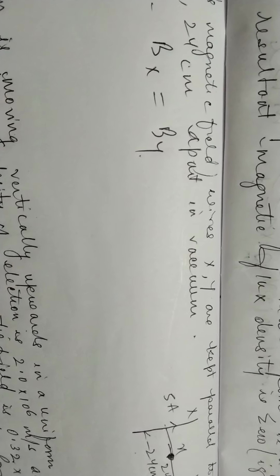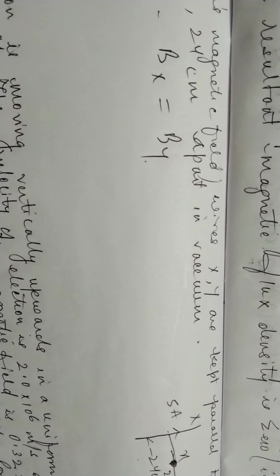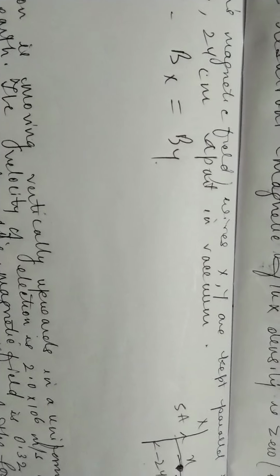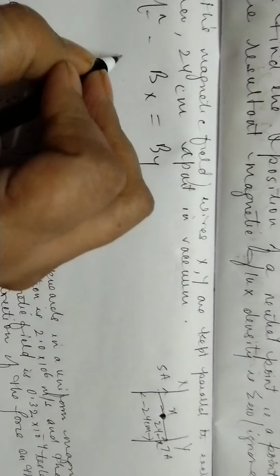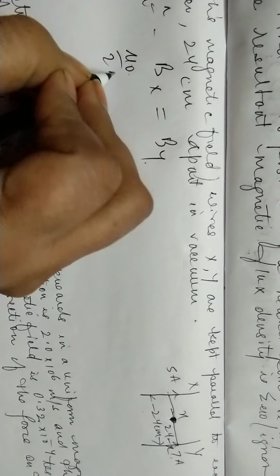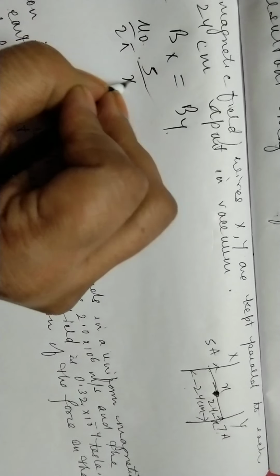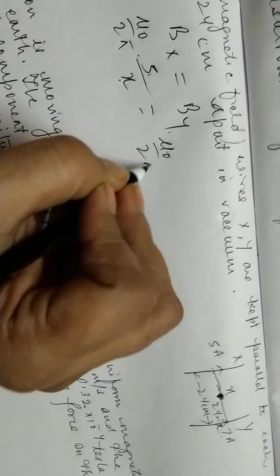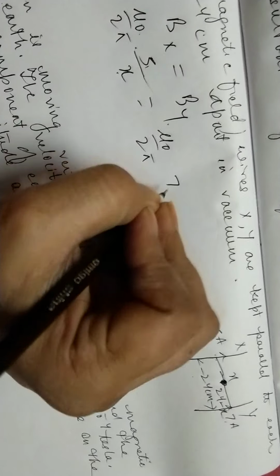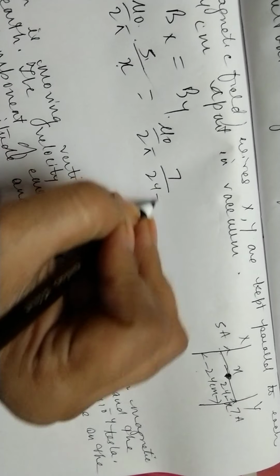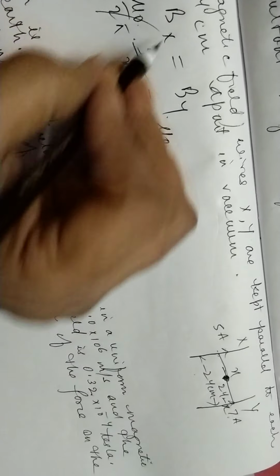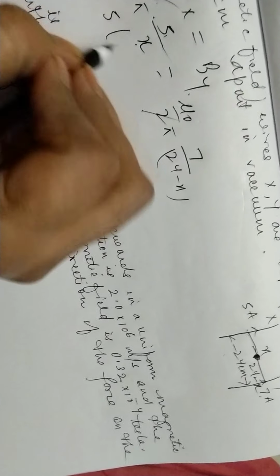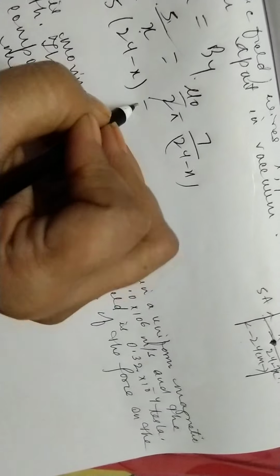Now, since the wire is infinitely long, we are going to use the formula B equals mu 0 by 2 pi I by r, where r is the distance. For this wire the current is 5 ampere and the distance from here to here is x, so this is 5 by x. Similarly, it is mu 0 by 2 pi, the current is 7, and the distance is 24 minus x. So, cancelling mu 0 by 4 pi, we get 5 times (24 minus x) is equal to 7x.